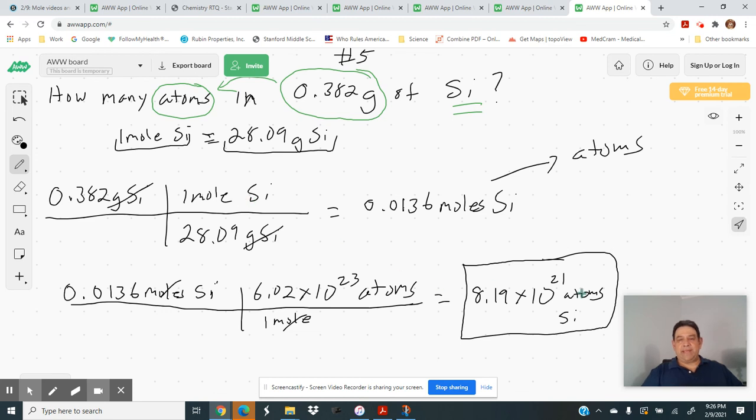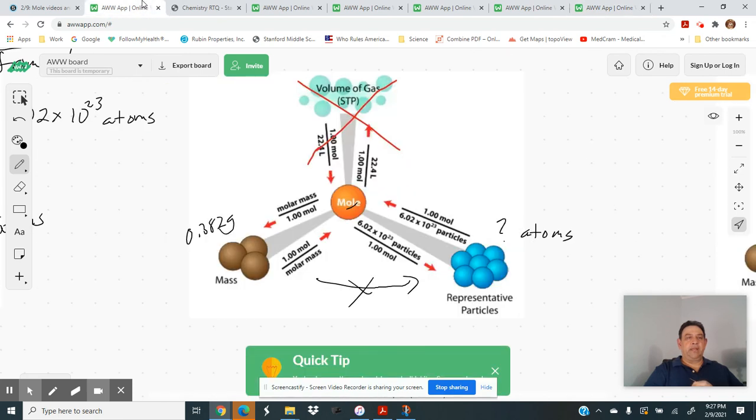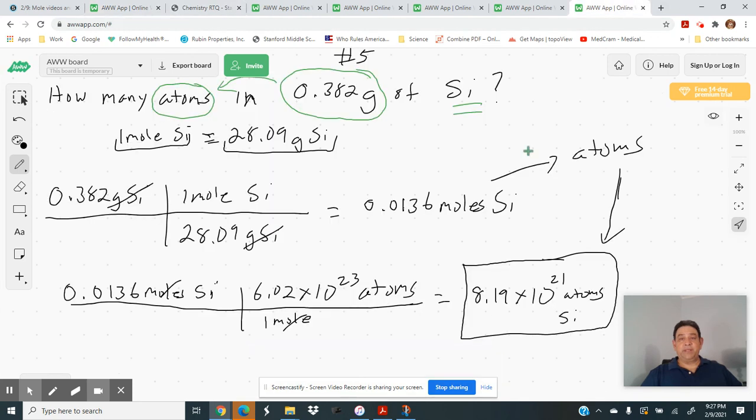And that is atoms right here. That's what we wanted. So that is a two-step problem. You convert grams to moles, and then moles to atoms. And if I go back over here, just to show you that's what we were thinking of doing: turn grams to moles, that was the first step. Then turn moles into atoms by multiplying by Avogadro's number right there. And that's what we did. We multiplied by Avogadro's number.